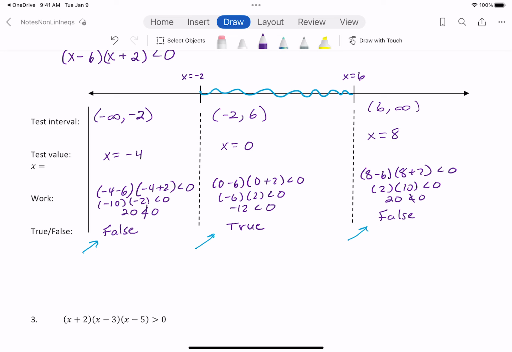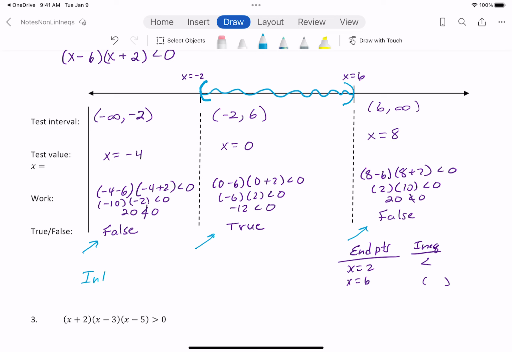So now the last thing we need to do is check our endpoints. So x equals -2 and x equals 6. Our inequality sign this time is just a less than. There's no equal. So that means that we're going to use parentheses for our endpoints. So I shaded this middle region. So at my endpoints, we want parentheses that each face that shaded region.